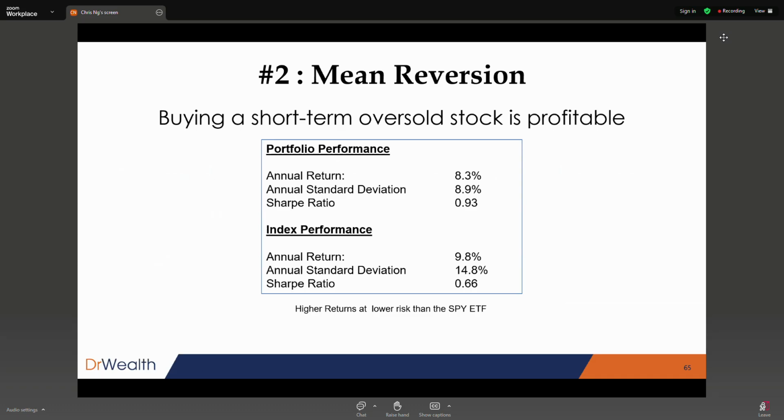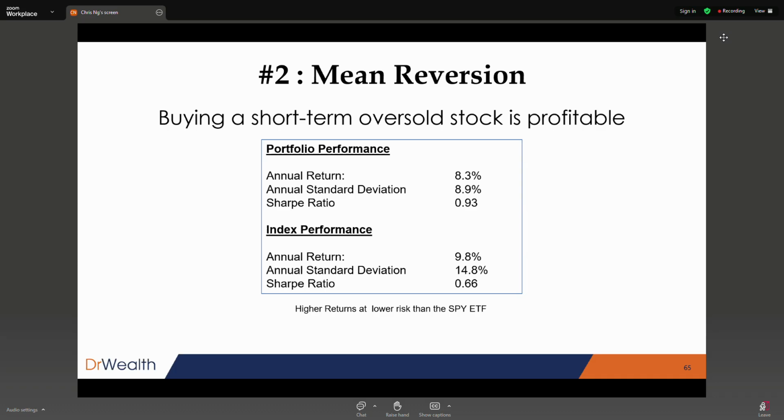The second strategy is the opposite of the trend following strategy. It's known as a mean reversion strategy. Mean reversion is the opposite of trend following. In trend following, we buy something that is trending up. In mean reversion, we are buying a short-term oversold stock that is profitable.